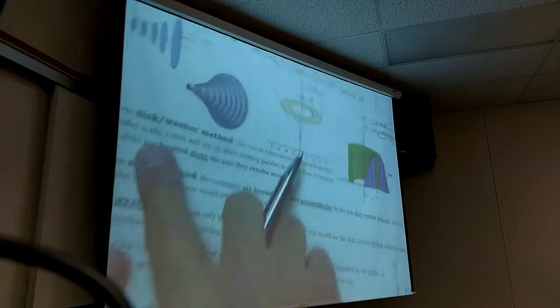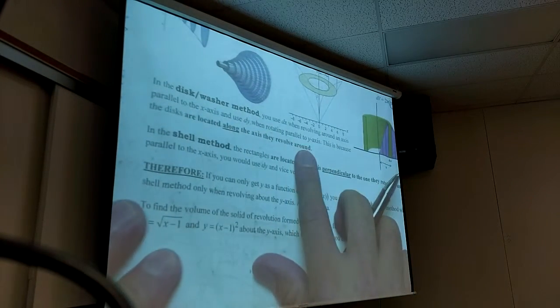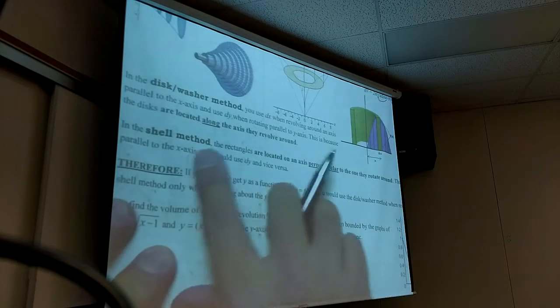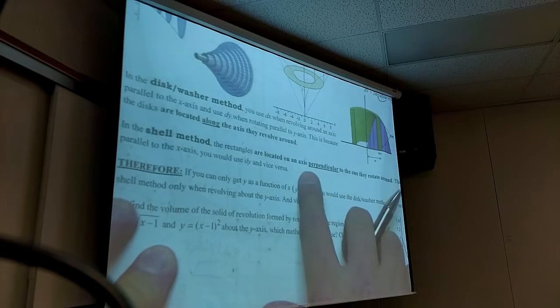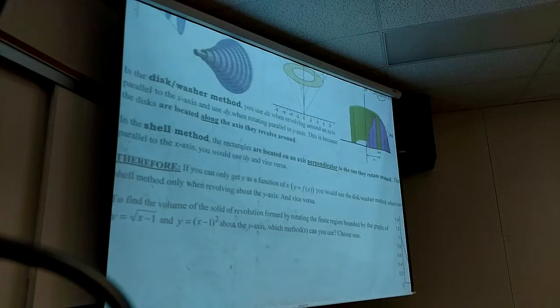Okay, so I tried. It's not a bad idea to read through this. I tried to recapture some of the stuff. In the shell method, the rectangles are located on an axis perpendicular to the one they rotate around. And that's why I'm allowed to use the opposite D thing. Discs, they're located along the axis I rotate around. That's why that has to agree.